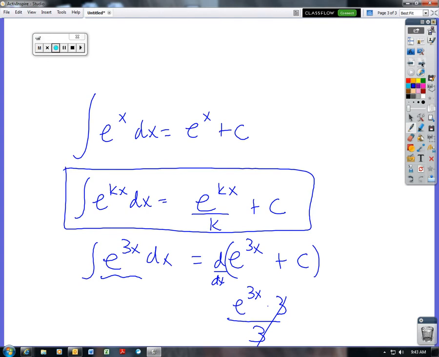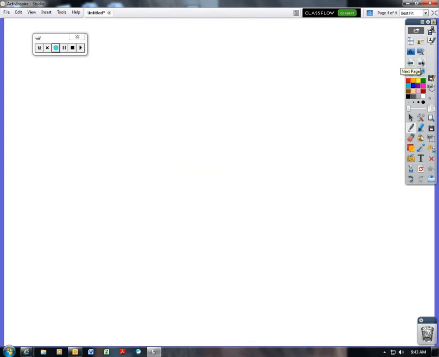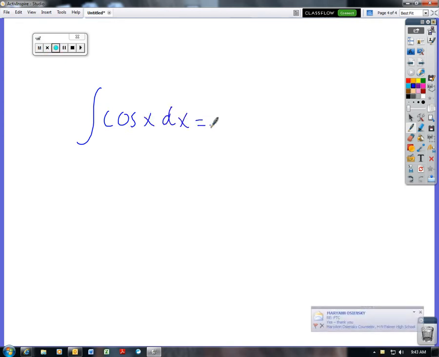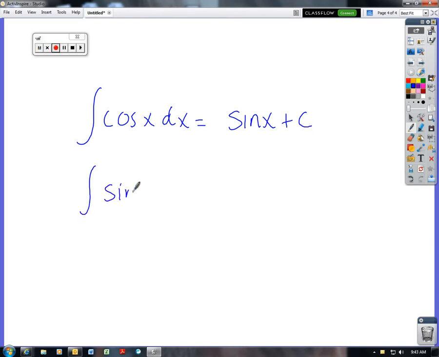Then the integral of cosine of x dx. So you're asking yourself, we need a function whose derivative is cosine, and that would be sine of x plus c. The integral of sine of x dx. A function whose derivative is sine would be cosine, but the derivative of cosine is actually negative sine, so we have to put a negative on there.